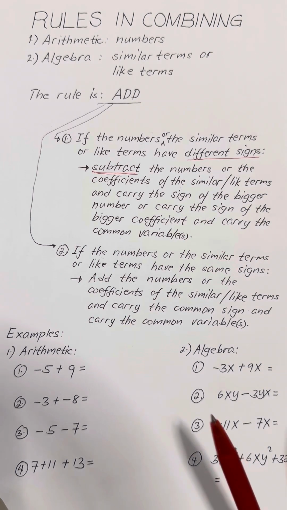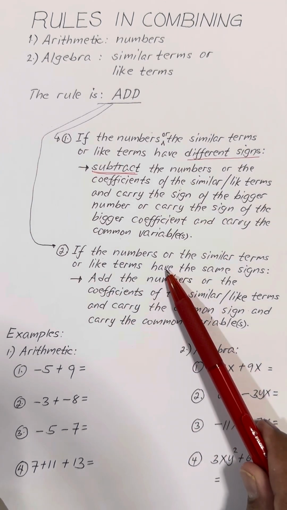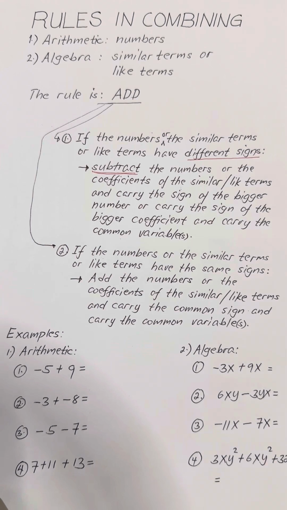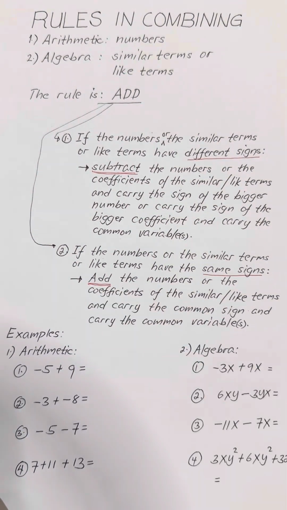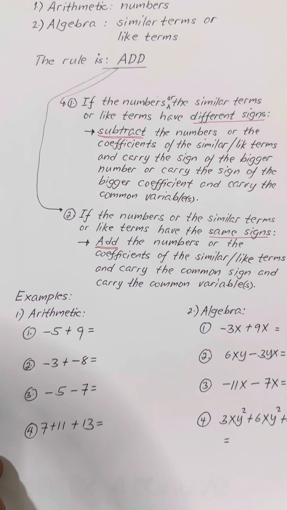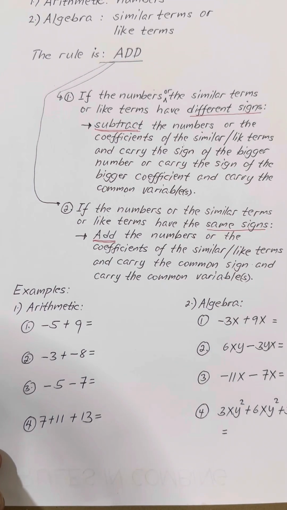The second scenario is if the numbers or the similar terms or like terms have the same signs. If they have the same signs, what we're going to do is add. Add the numbers in case we're dealing with arithmetic, or add the coefficients of the similar or like terms, and carry the common sign. And of course, we have to carry the common variable or variables. So we're just reviewing the rules in combining as I have shown you last time. This time we have to solve some examples once again.